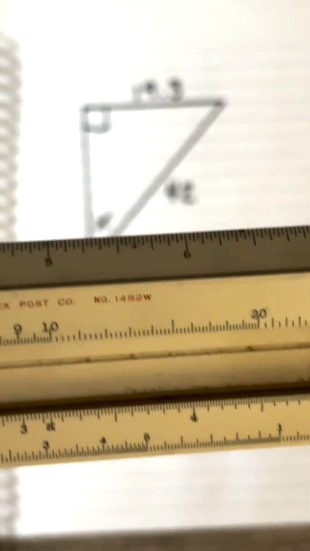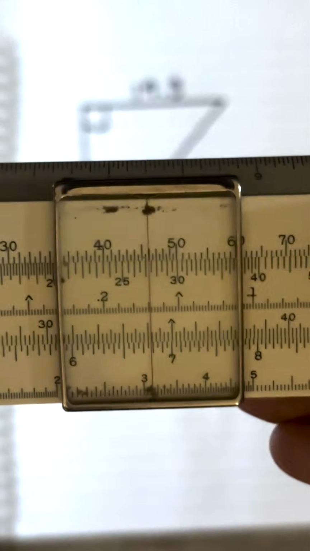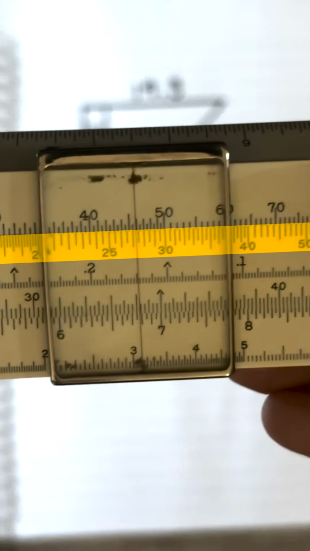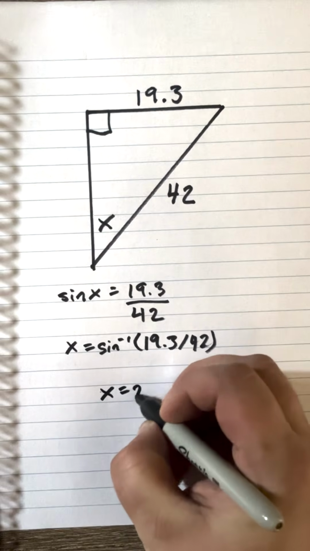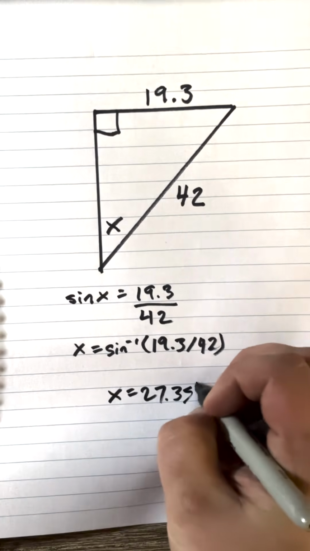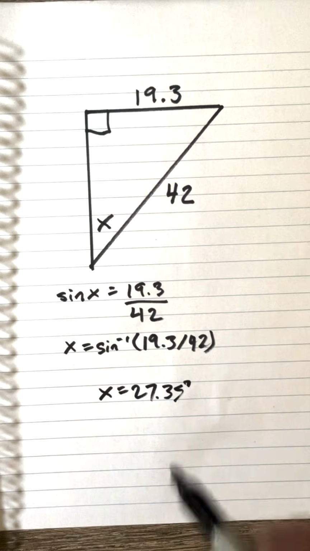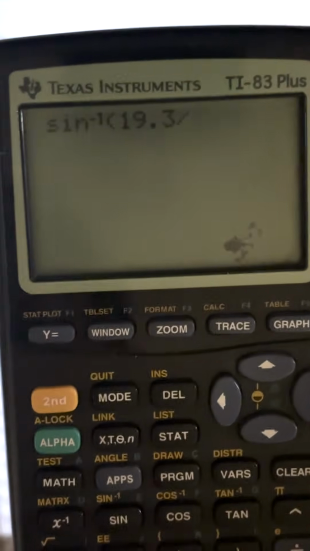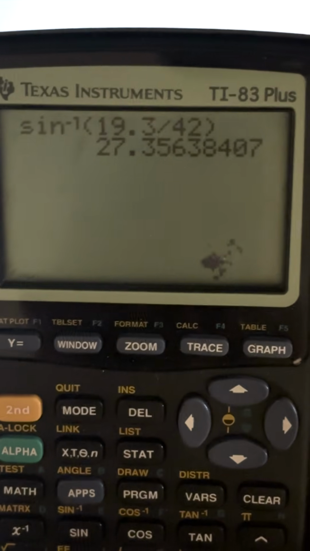And now because it's an inverse operation, let's go to the trig slides. I'm going to slide this out and flip it over. If I line everything up and I look on the S scale, that's going to give me my answer of 27.35 degrees. X equals 27.35 degrees. Let's check that on the calculator. So inverse operation of sine, 19.3 divided by 42, and that matches our answer, 27.35.